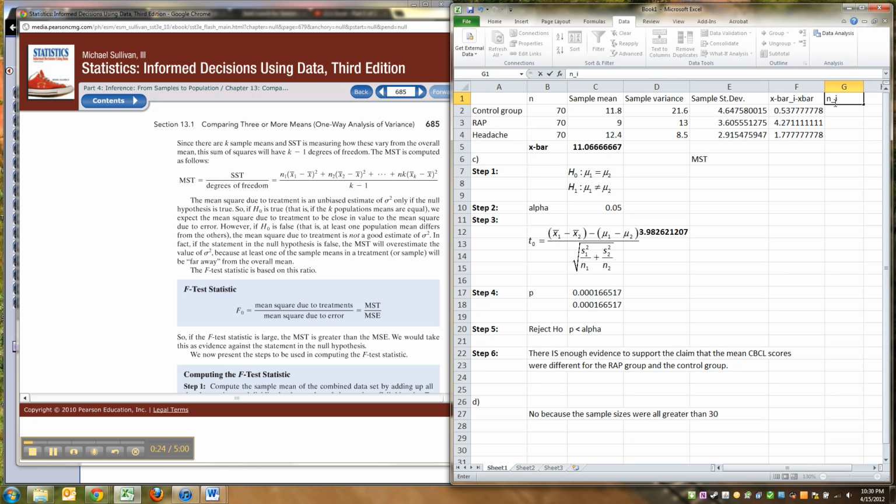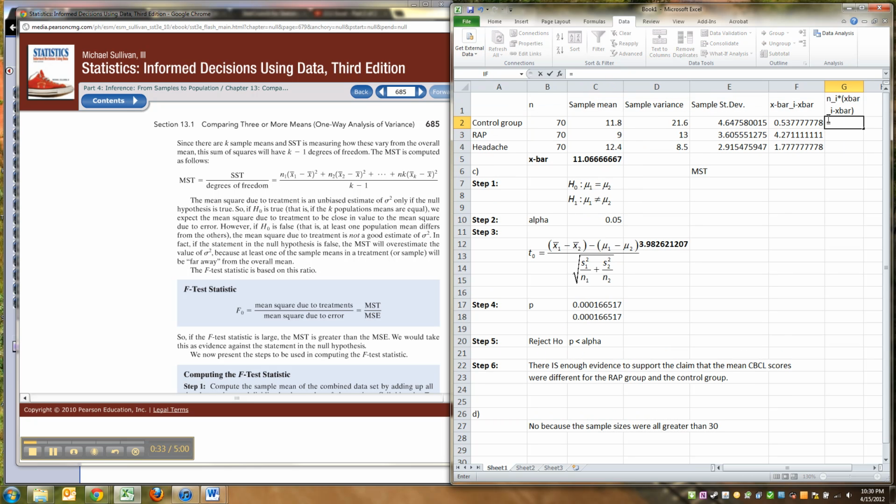So ni times x bar i minus x bar would be equal to that value we just found times n1, and then you can drag it down. Great. Okay, so the MST is equal to the sum of those guys we just found right there. Okay, that's your mean square due to treatment. Now to find, oh, I take it back. That's SST, the sum of squares due to treatment.